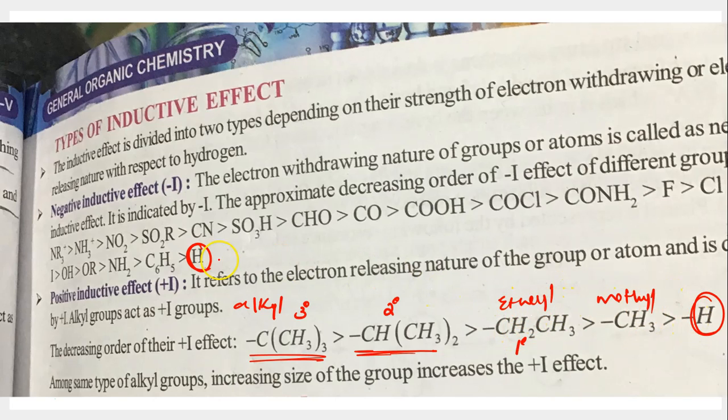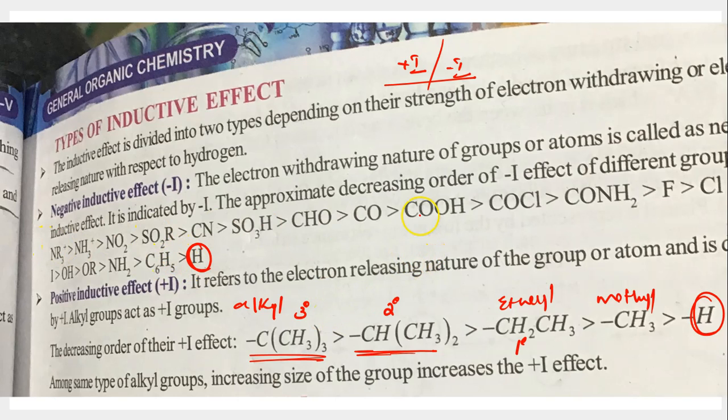Now, if you are confused about how hydrogen can be in both places, as I told you, every group has got a little plus I effect and every group has got a little minus I effect. The plus I effect or minus I effect depends upon the counter atom that is involved in bonding. Hydrogen can be plus I or minus I based on what you have adjacent to hydrogen, right?